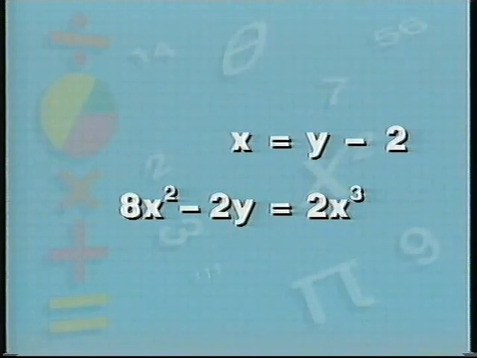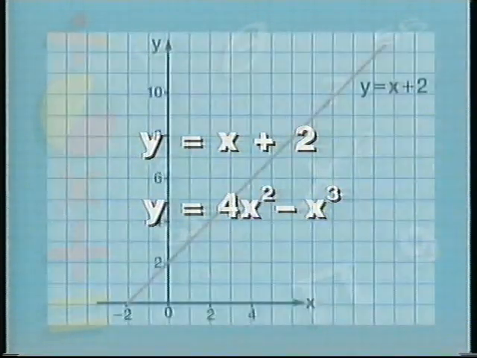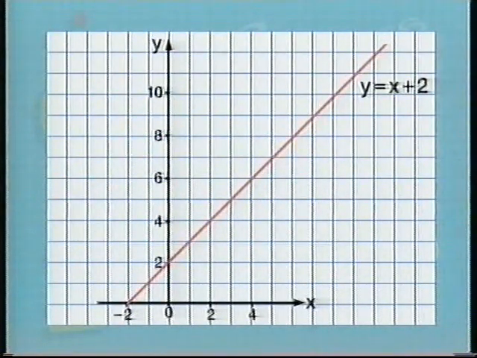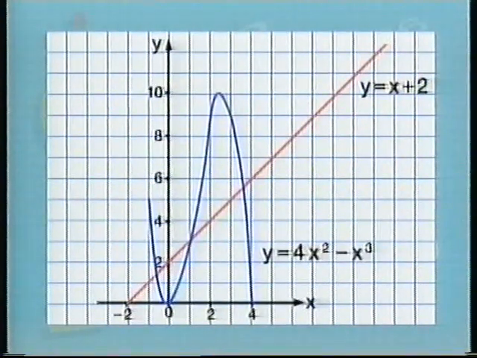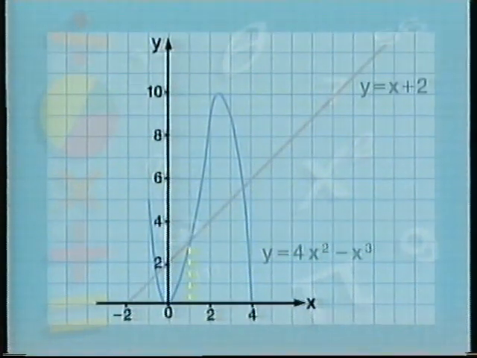What would you do if you had to find the solutions to these equations using graphs? Well, first of all, rearrange the equations so that y is isolated on one side, and then draw the two lines. So we have y equals x plus 2, that's the red line, and y equals 4x squared minus x cubed, that's the blue line. The solutions are the x coordinates where the lines cross. That's here and here.